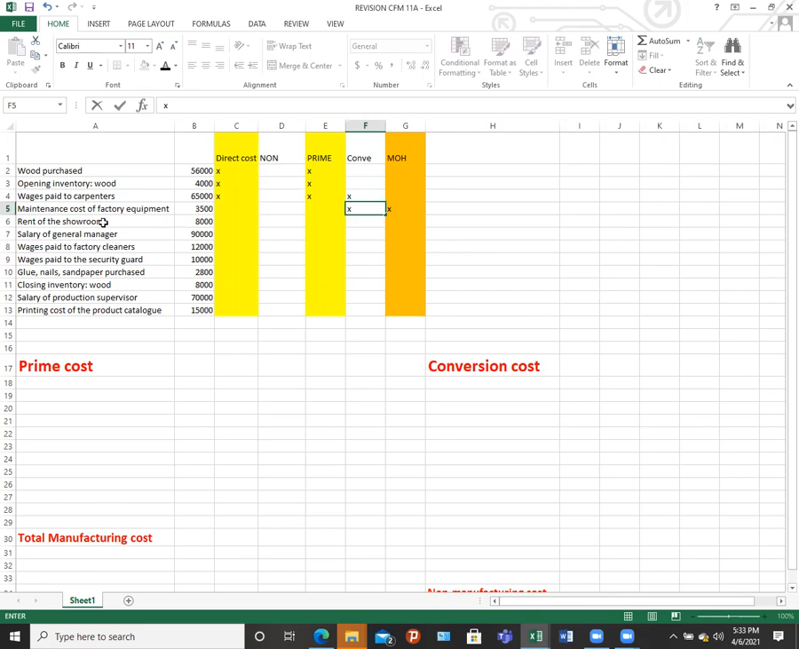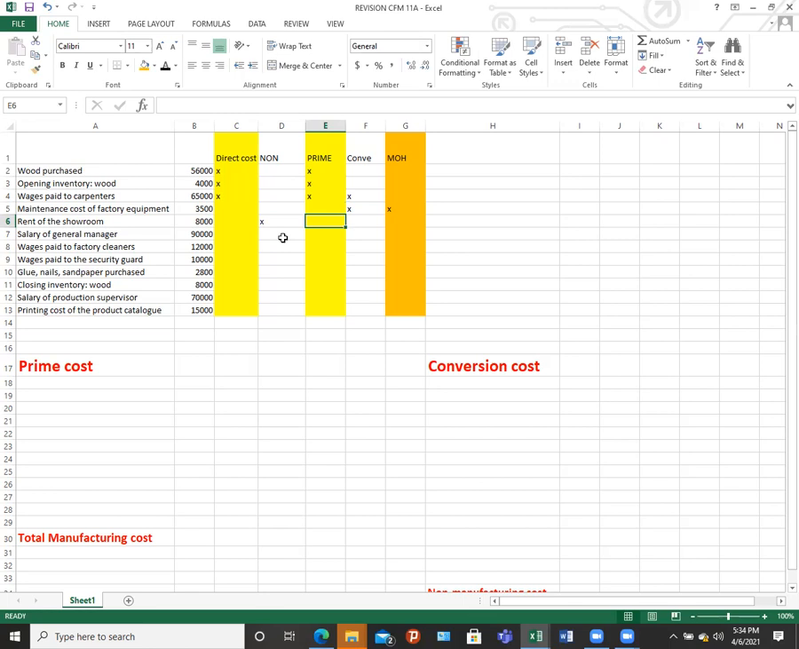For rent of the shops, it's a non-manufacturing cost. I was explaining why it is a non. Can someone explain to me why it is a non? Because it does not affect the manufacturing of the furniture. It's not included, or it doesn't help in any way.